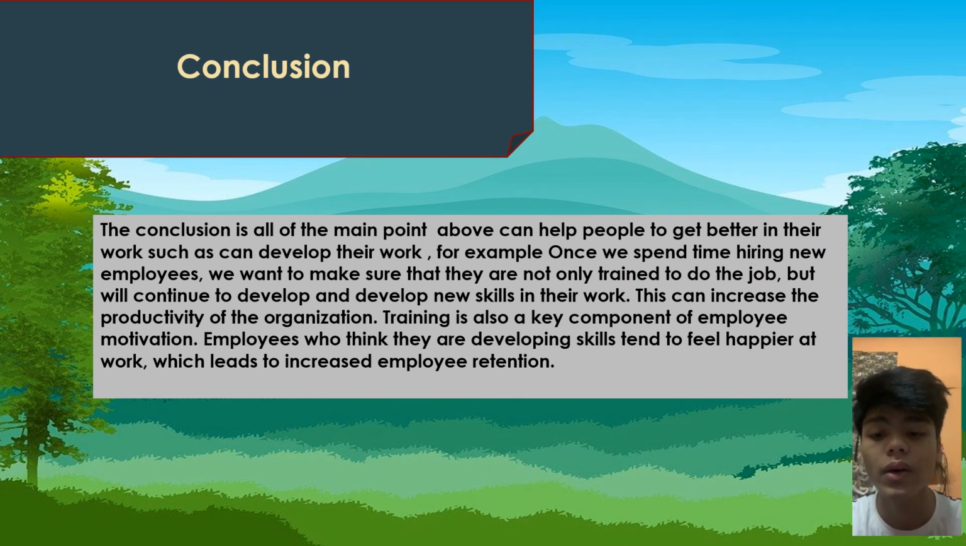And for the next point, I will talk about the conclusions. The conclusion is that all of the main points above can help people to get better in their work, such as developing their work. For example, once we spend time hiring new employees, we want to make sure that they are not only trained to do the job, but will continue to develop new skills in their work. This can increase the productivity of the organization. Training is also a key component of employee motivation. Employees who think they are developing skills tend to feel happy at work, which leads to increased employee retention.